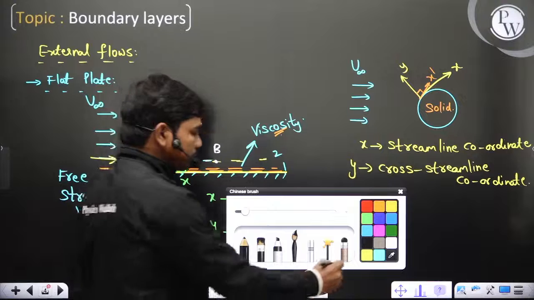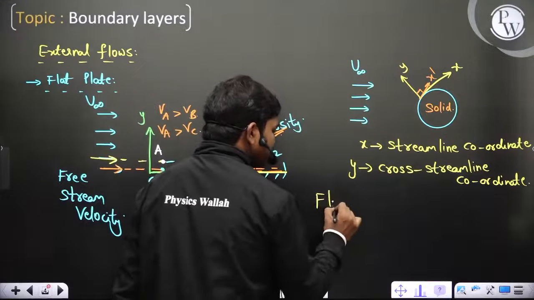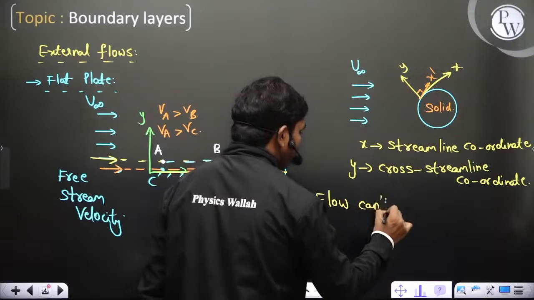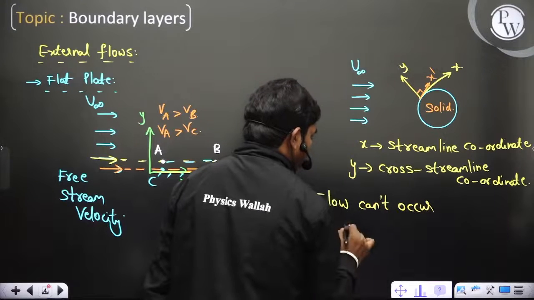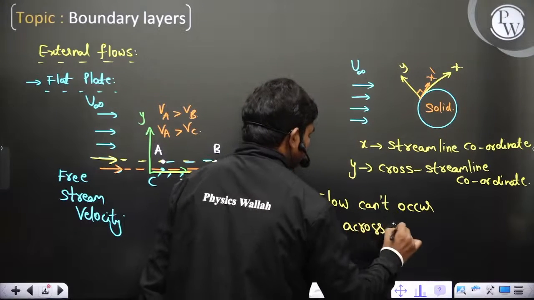Now try to understand one thing. Flow cannot occur across streamlines, correct? So flow can't occur across streamlines.